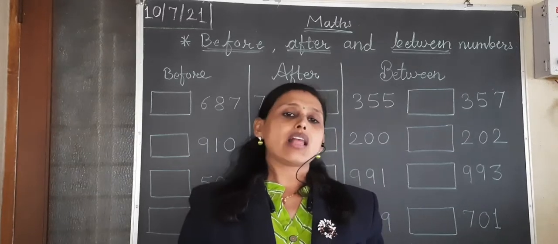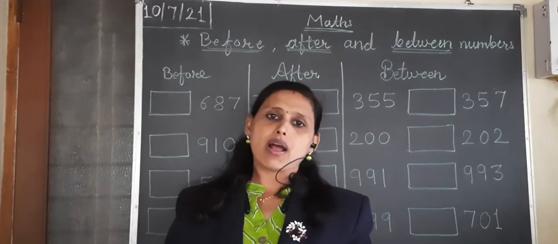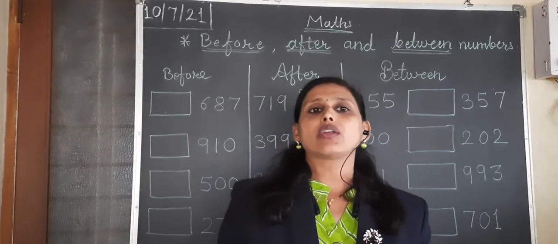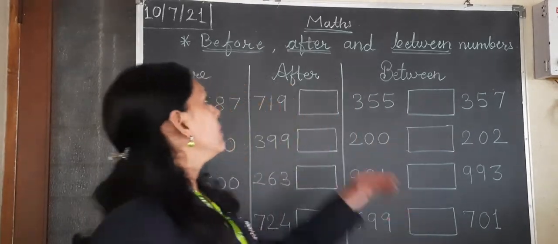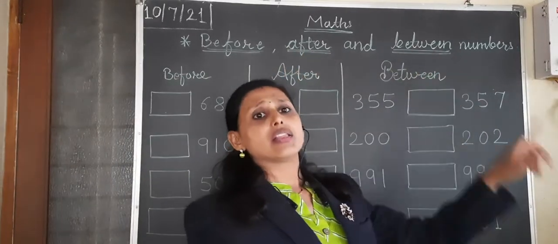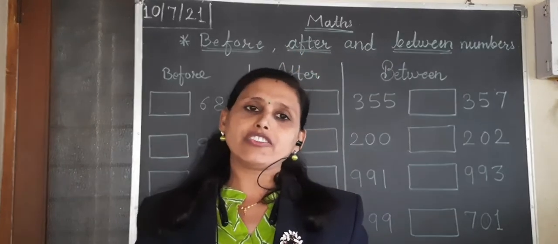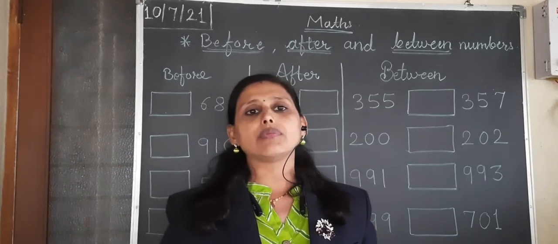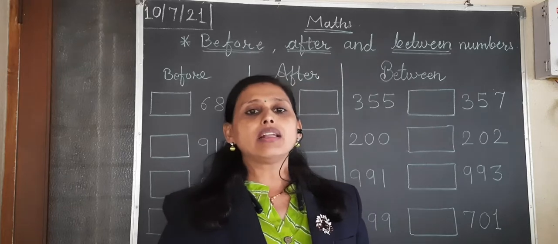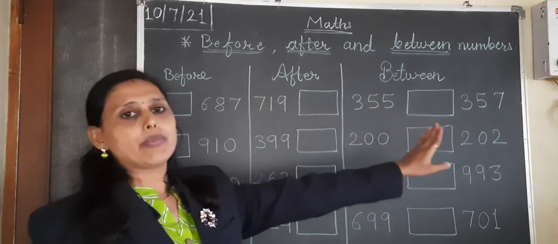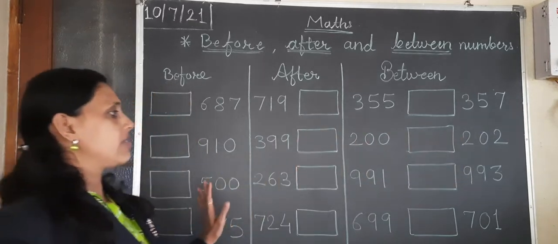Students, in the last session we have seen expanded form and short form. So today we are going to see before number, after number and between number. This we already learned with 2-digit numbers. Now we have learned 3-digit numbers, so related to that we are learning before, after and between numbers of these given numbers.